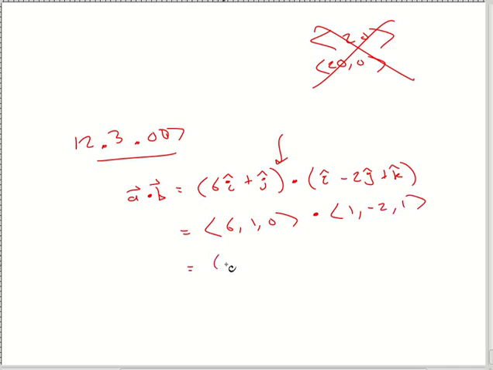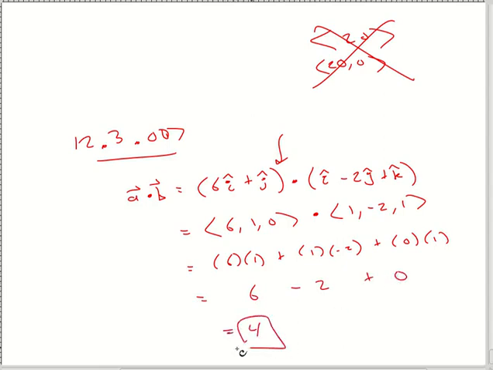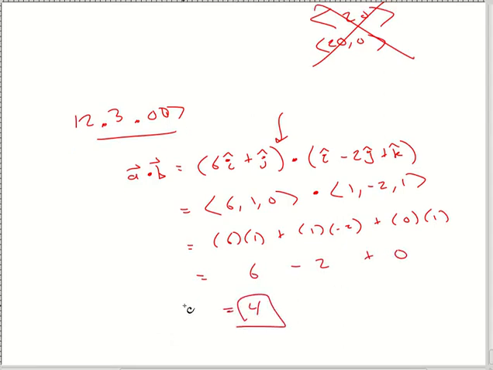And so I multiply like components. 6 times 1, 1 times negative 2, and 0 times anything is going to be 0. 6 minus 2 plus 0 is 4. So that's your answer. It's just 4.